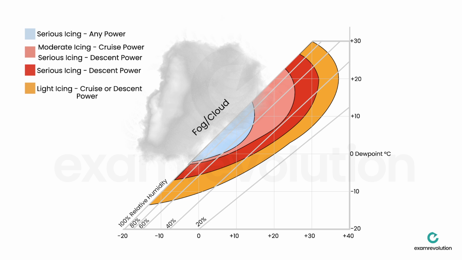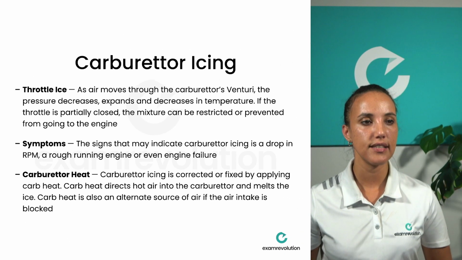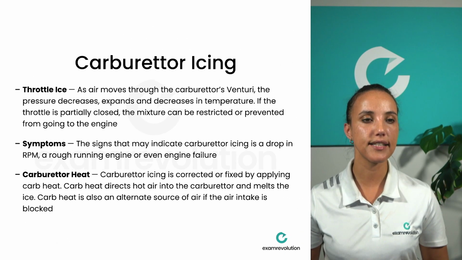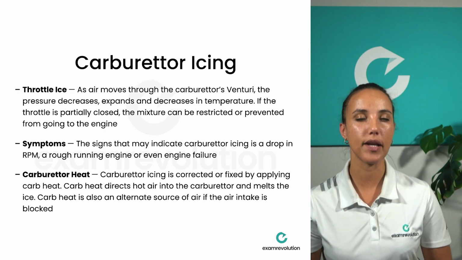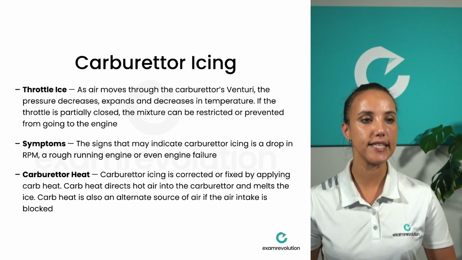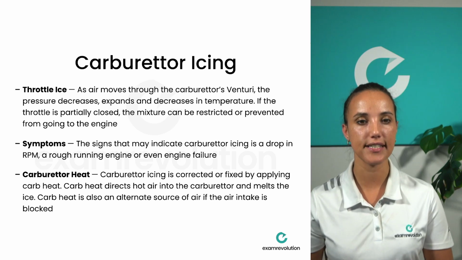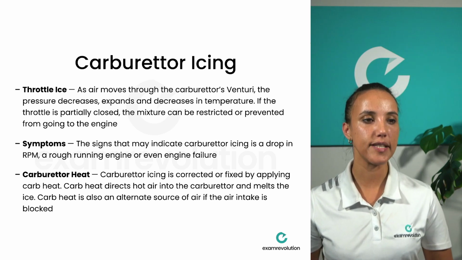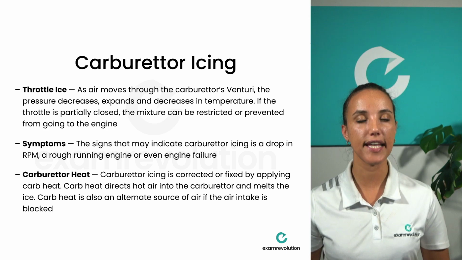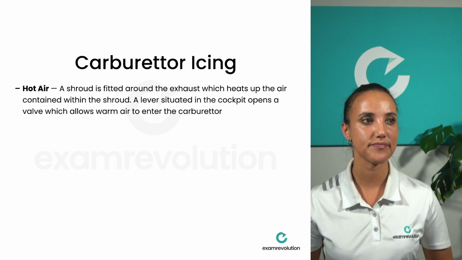However, within the carburetor itself, you can fly at warm temperatures and still have temperatures below freezing inside the carburetor, which increases your risk of icing. Now, carburetor icing is corrected or fixed by applying carb heat. So carb heat directs hot air into the carburetor and melts the ice. Carb heat is an alternate source of air if the air intake is also blocked.